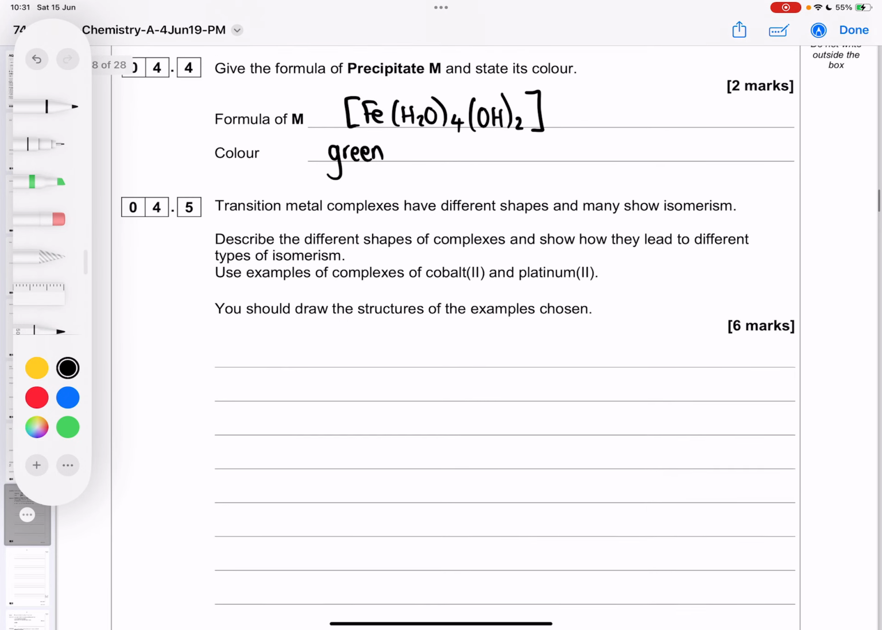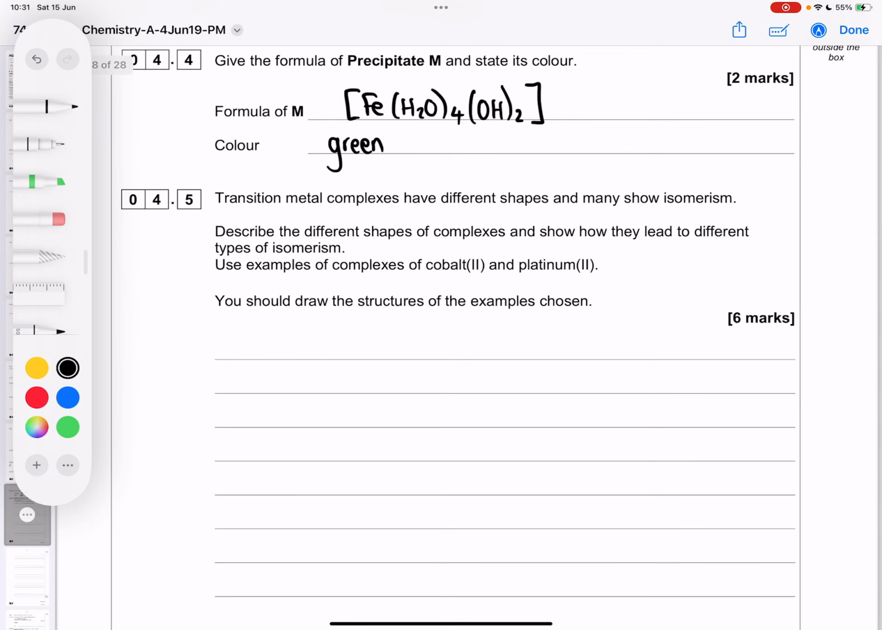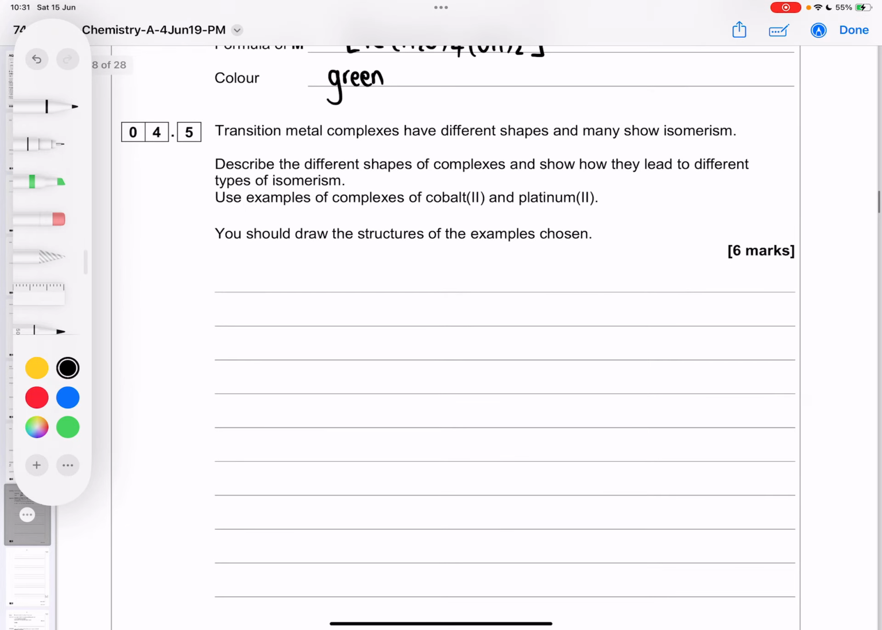The next part of the question says, transition metal complexes have different shapes and many show isomerism. Describe the different shapes of complexes and show how they lead to different types of isomerism using examples of cobalt 2+ and platinum 2+. So there's quite a lot going on in this question.